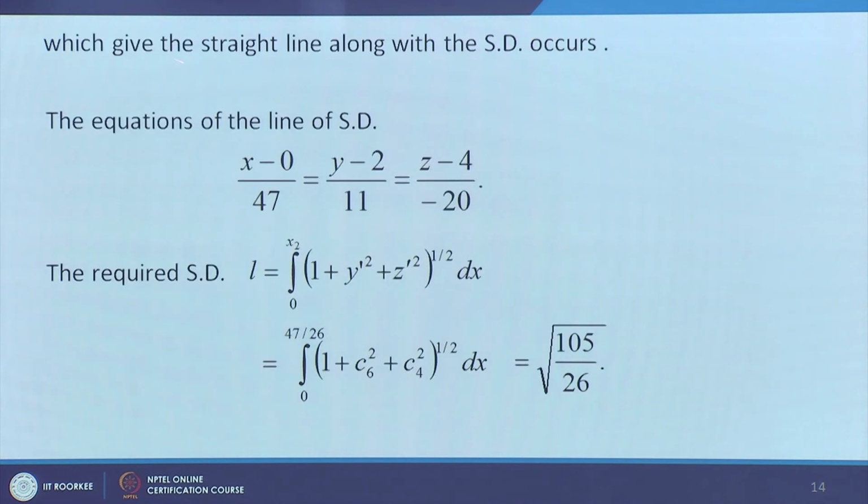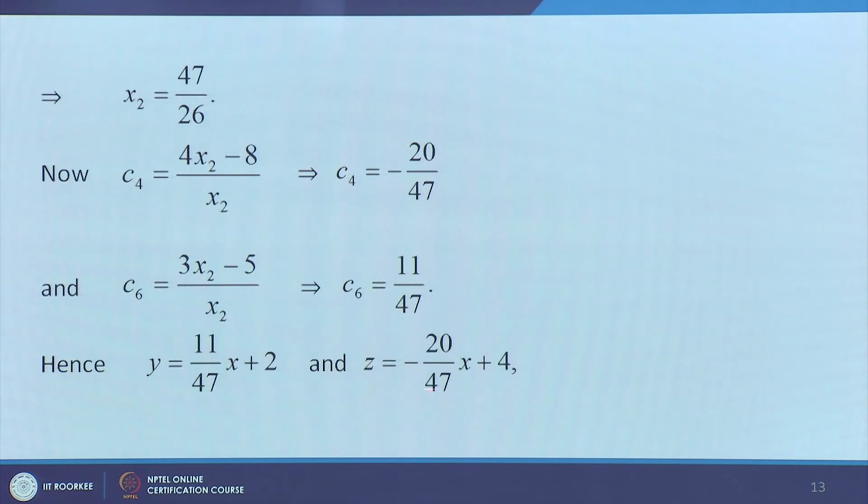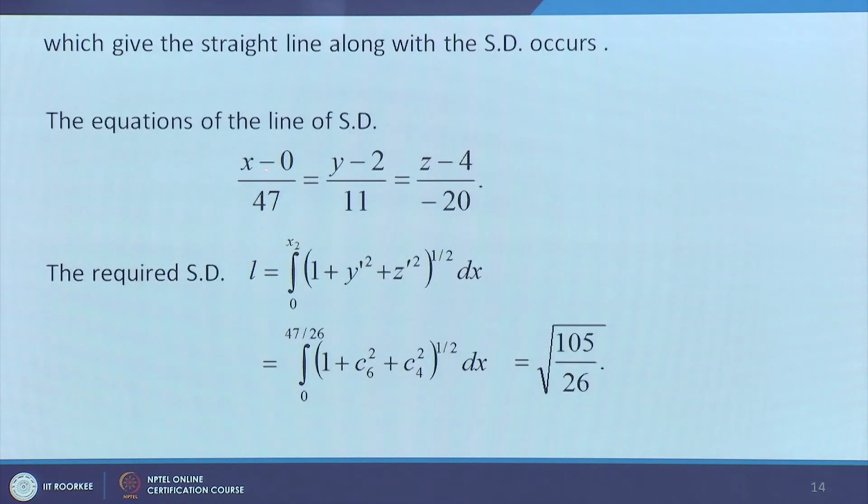Now, this shortest distance occurs along the straight line. The equations of the line of shortest distance can be put in the symmetric form. These equations, we can easily put in the symmetric form, and the symmetric form is x minus 0 by 47 equal to y minus 2 by 11 equal to z minus 4 by minus 20.